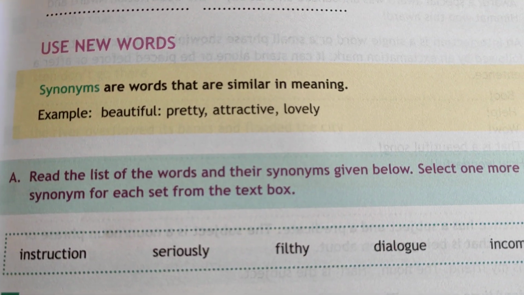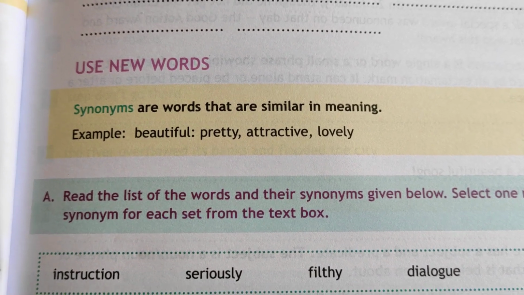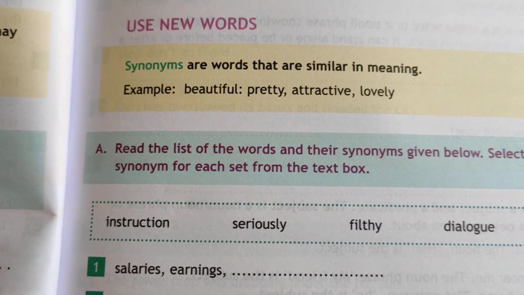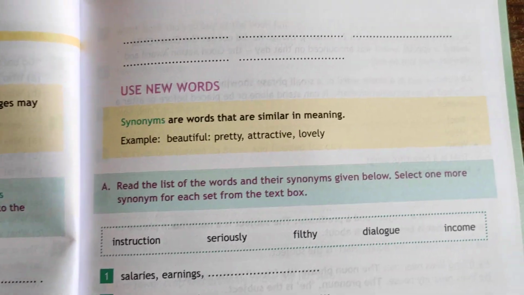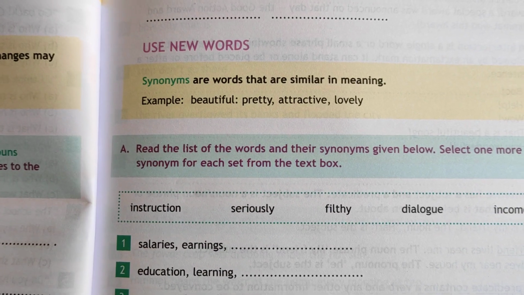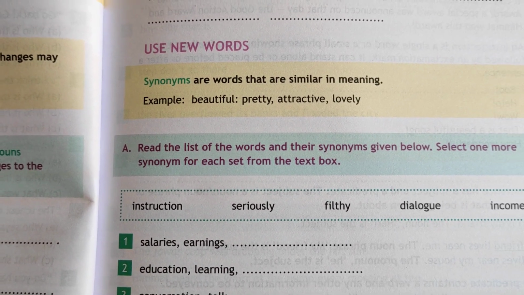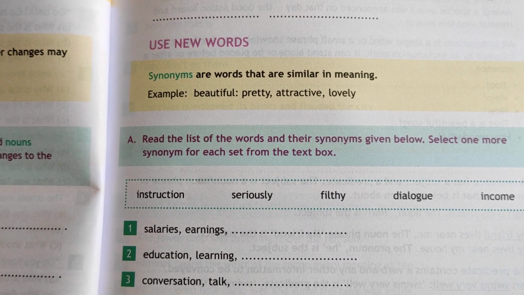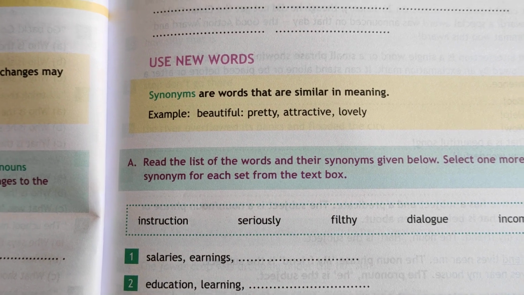So students, coming on to the next topic, here you can see synonyms. Synonyms are the words which have a similar meaning to the root word, like in Hindi we call them पर्यायवाची. Words whose meaning doesn't change, we just write another word. For example, the synonyms of beautiful are pretty, attractive, lovely. All these in some way mean the same.